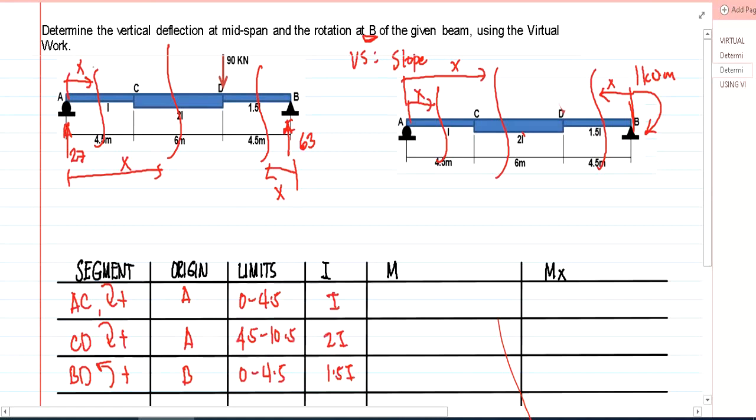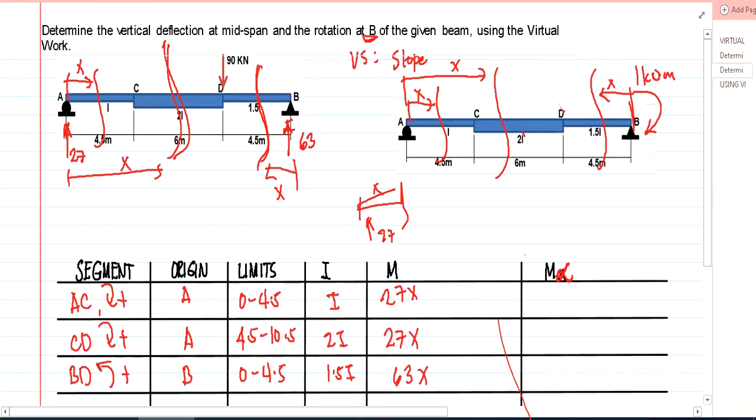So if we take our segment here, pagka nag-segment tayo dito, nag-cut tayo, tapos ito lang. Ito yung X natin. Ano yung magiging moment equation natin? Clockwise, positive daw tayo sa segment AC. That is 27x. Okay? And if we take our segment here at the CD, okay, we have moment of 27x. Okay? And for DB, if we take our segment here, that is positive 63x. Okay? And for our M alpha, this is M alpha. This alpha, subscript, denotes the slope.